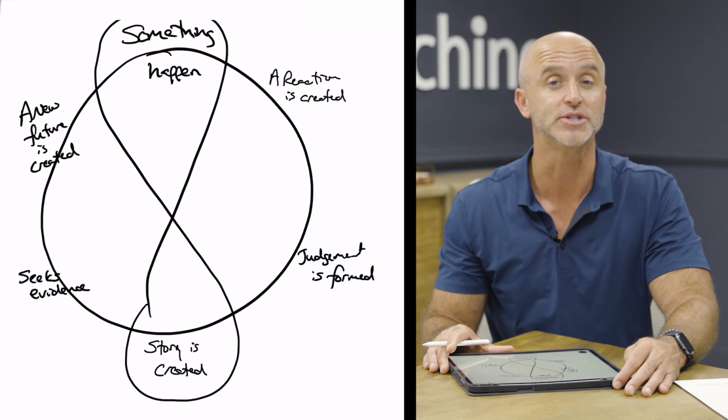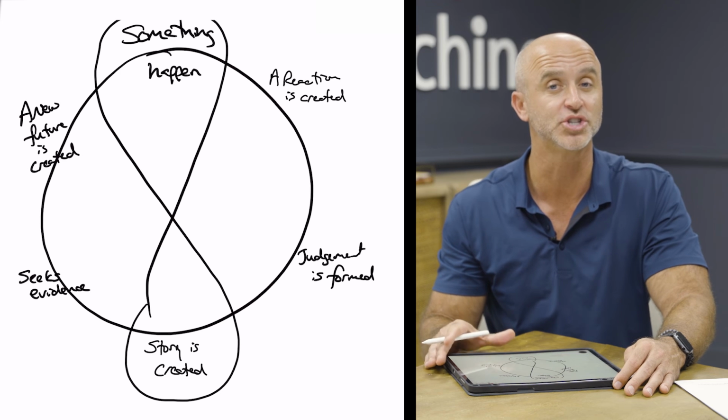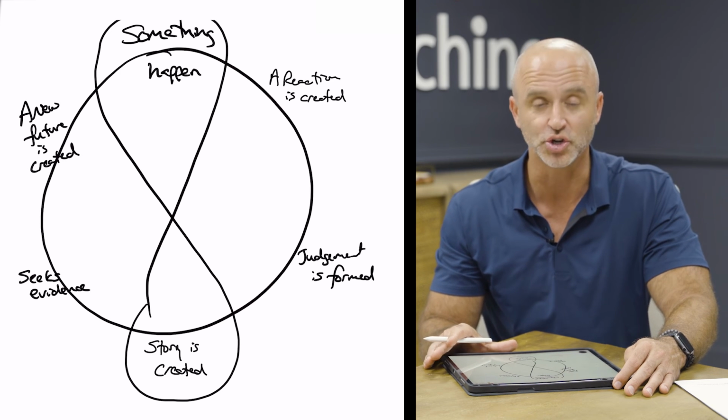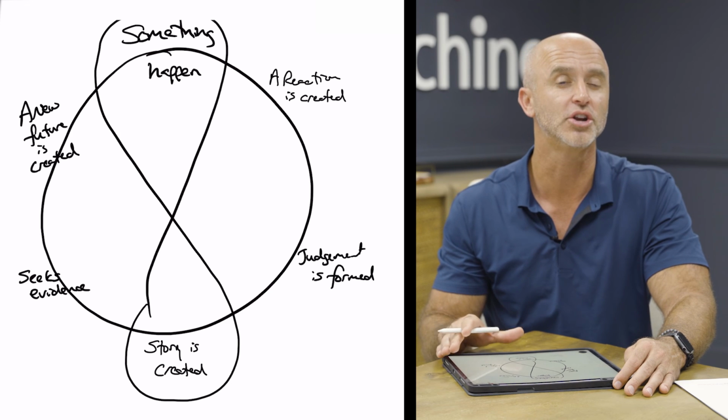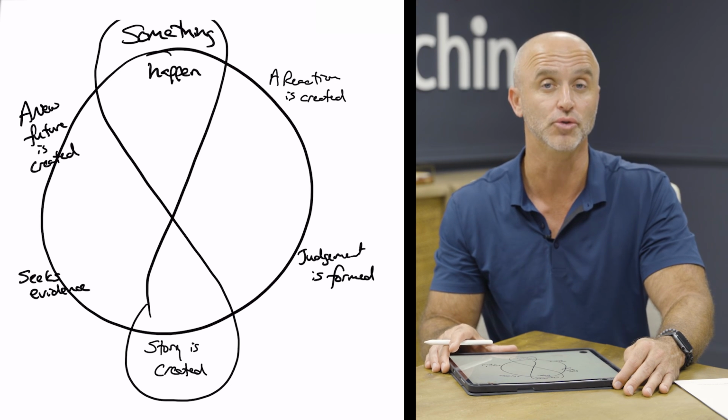So now what I want you to do is pay attention to this story model and see it showing up. I want you to see something happen. I want you to see the reaction. I want you to understand the judgment, and I want you to understand the formation of the story. As that formation is happening, are you out seeking evidence, and then do you create yourself a new future?